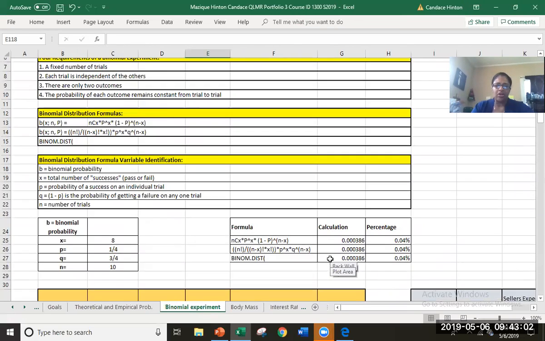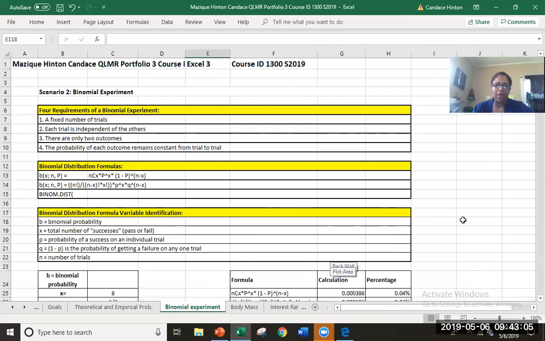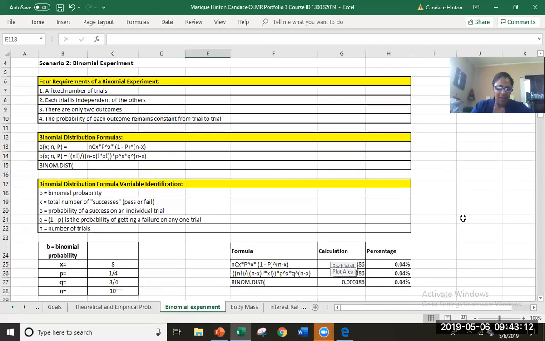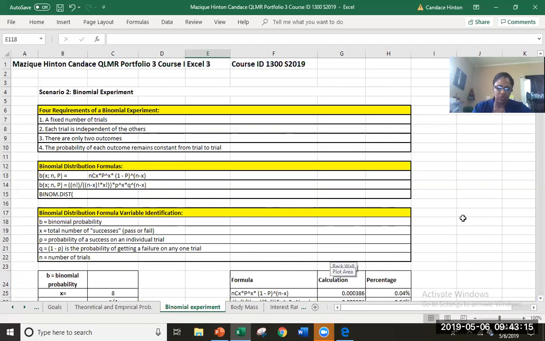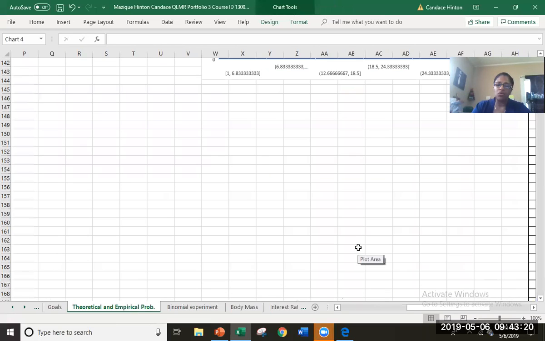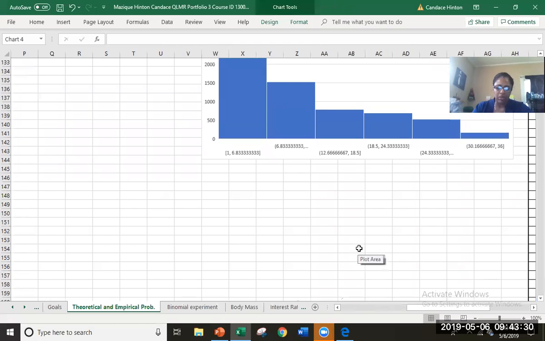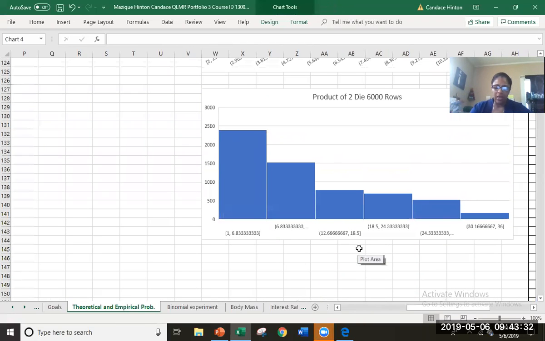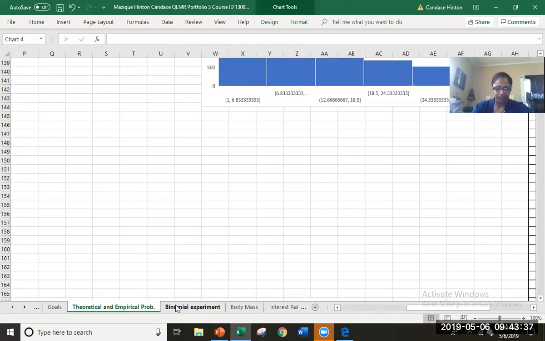Our second scenario was dealing with binomial experiments. The more experiments we do, the closer we get to normal distribution. And we talked about that over here with the roll of a die. With the central limit theorem, it tells you that when we draw repeated samples from any given data, the distribution of means will approach normality.